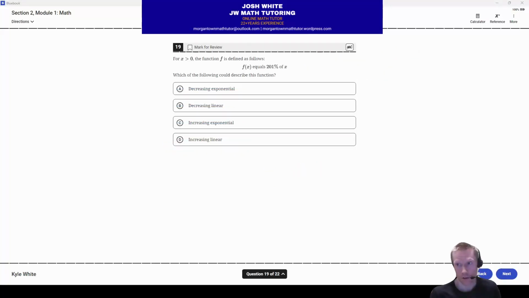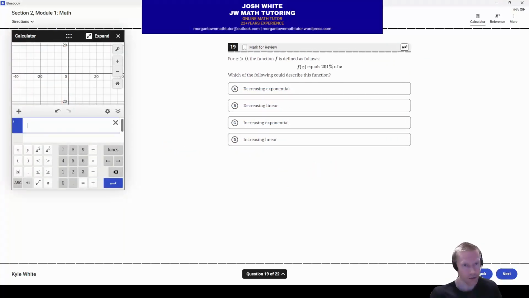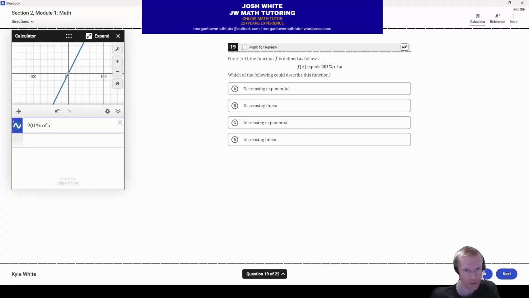Now, you could also go to the calculator here, and this is an easy way to confirm it as well. Just type in the expression 201% of x. Notice, it just gives you a nice line here. You can easily see it's increasing, and you can easily see that it is linear. It's not an exponential function that is real flat and then gets steep. So if you're confused by the wording, again, go to the Desmos calculator, type it in. You can get the picture right there. Now you know it's letter D.